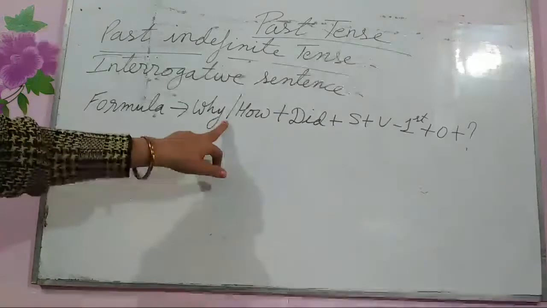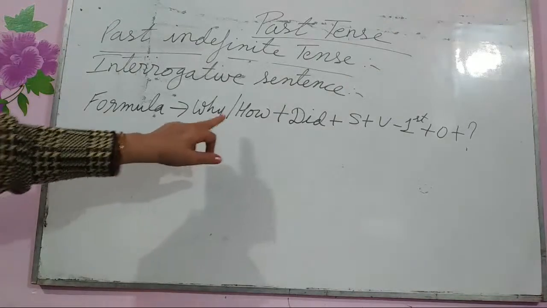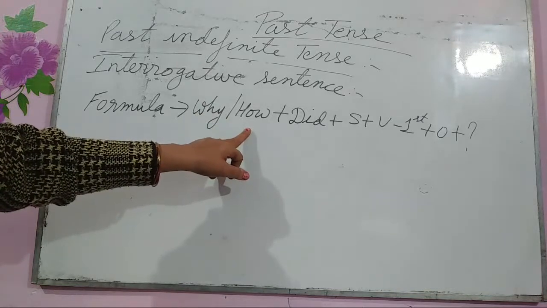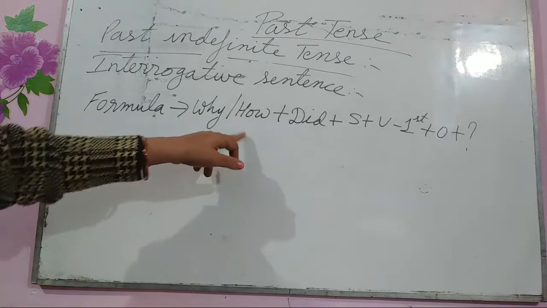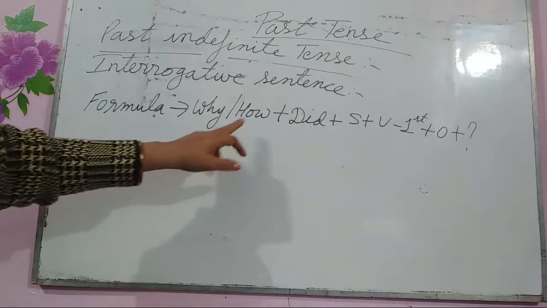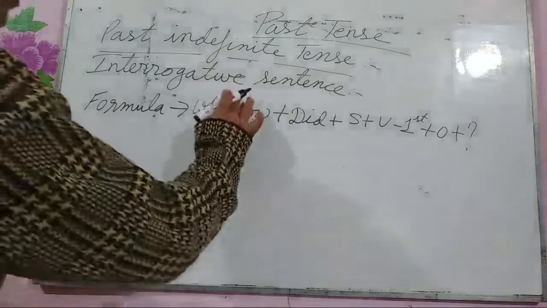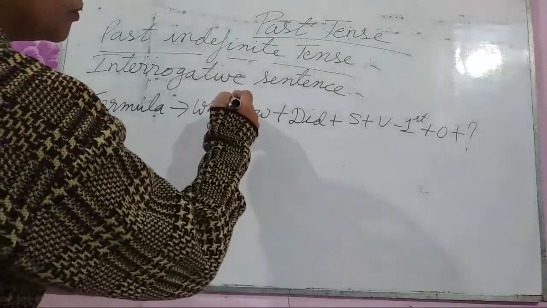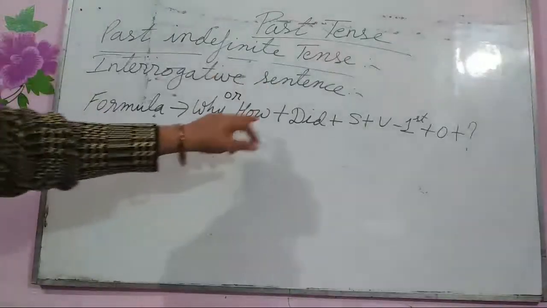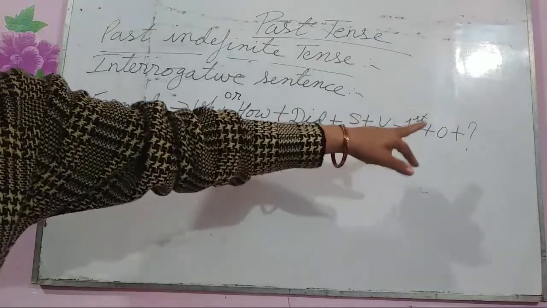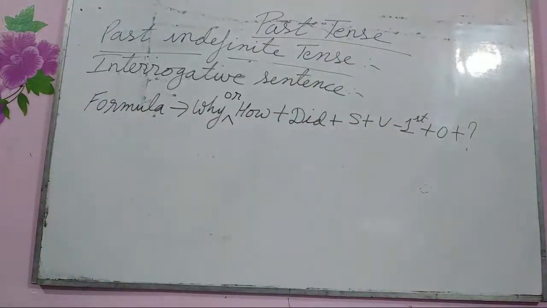Students, here slash means or. Why or how, because you can't use why and how at the same time in a single sentence. So why or how plus did plus subject plus verb first form plus object plus question mark. Question mark we are placing because it is an interrogative sentence.